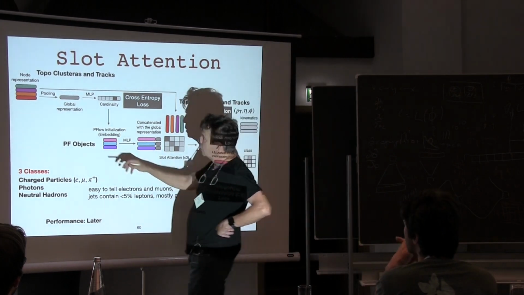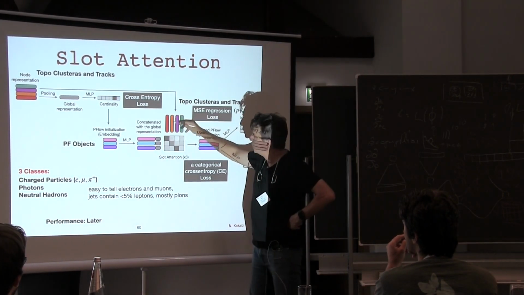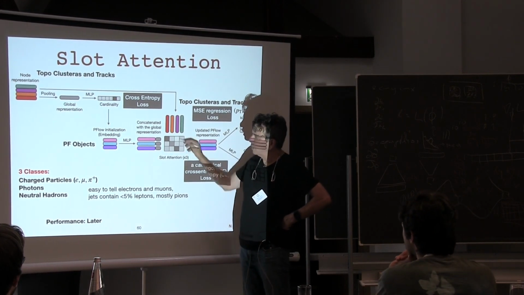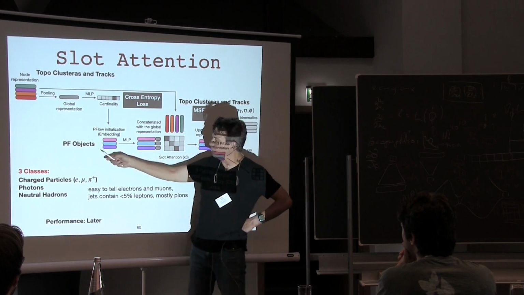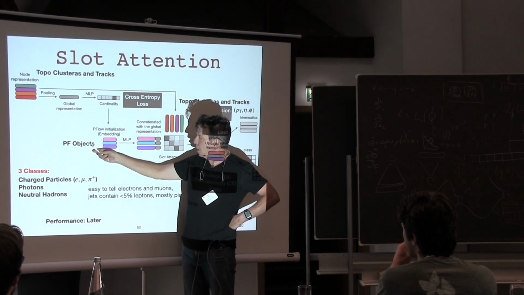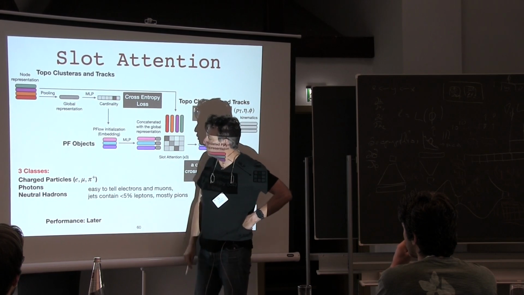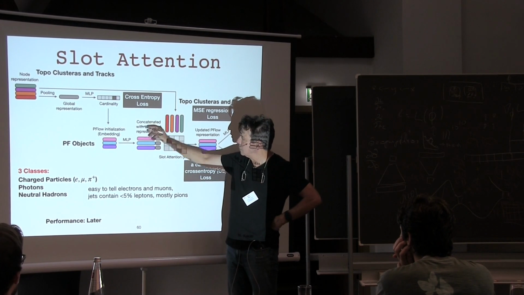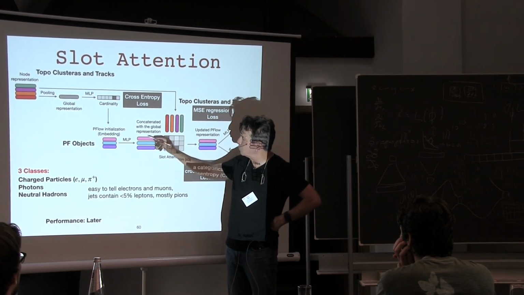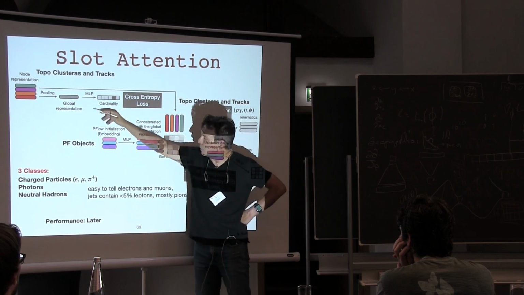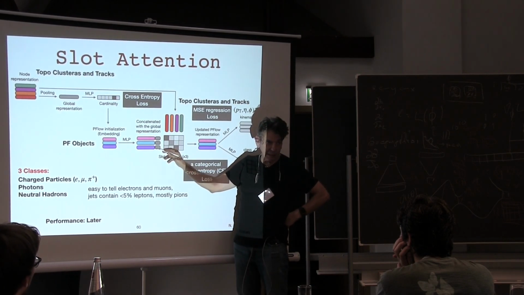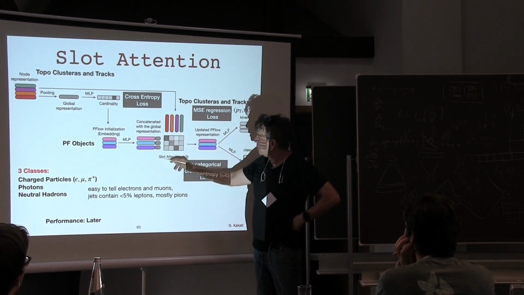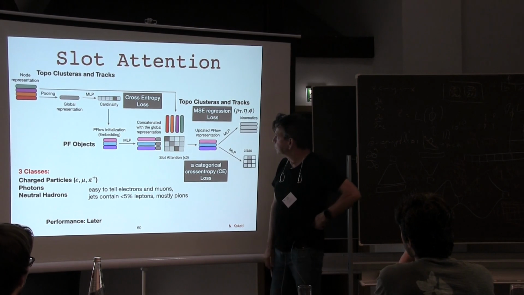Then we take this node representation and we feed it into an attention mechanism here. The slots will be the particle flow objects. We take the embedded particle flow objects through an MLP, and this will be our input, which we concatenate with the global representation. We saw it yesterday, exactly this. Then we do the slot attention here.